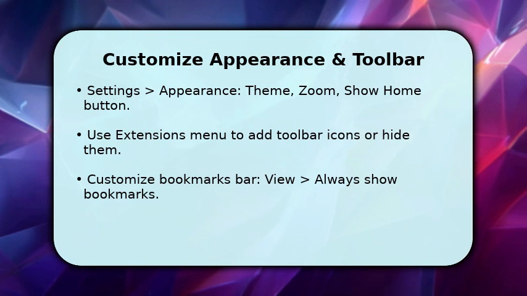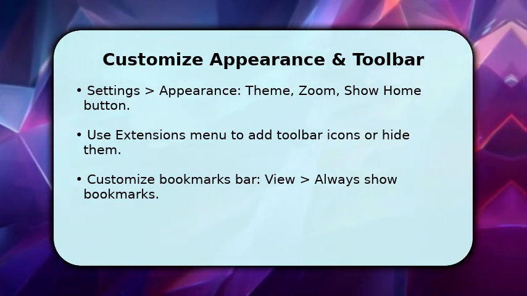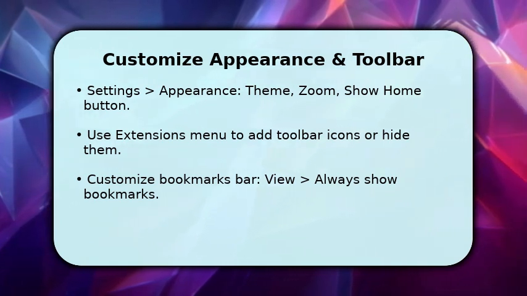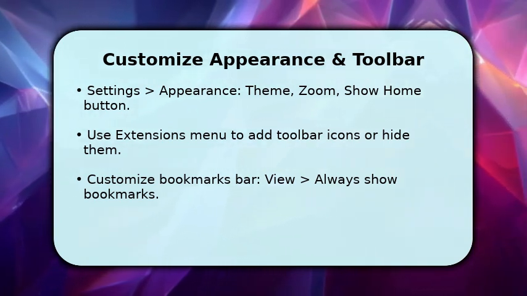In Settings Appearance, pick a theme or click Reset to Default if colors clash. Themes change browser Chrome and new tab backgrounds. Adjust page zoom and enable the Home button for quick access.